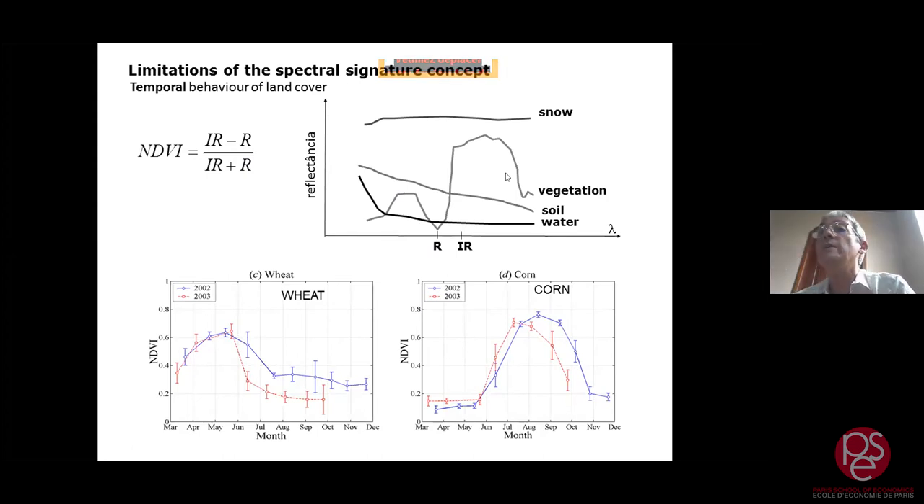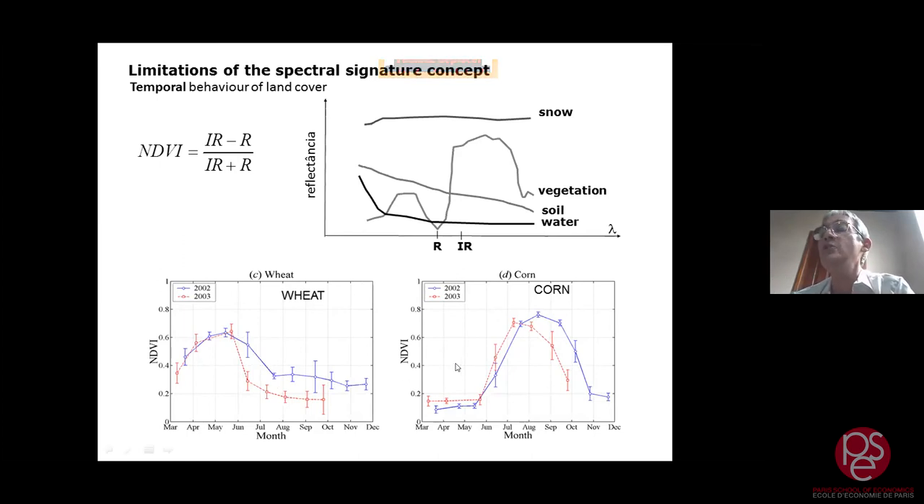If I look at two cultures, wheat and corn, I can see that for both of them I have a typical, this is winter wheat and this is summer corn, I have a typical temporal behavior of this NDVI. You can see that between the 2 years, this is a real measurement, I don't have exactly the same behavior. So it may be interesting to make, for instance, the average between two, three, or four years to have something more consistent.